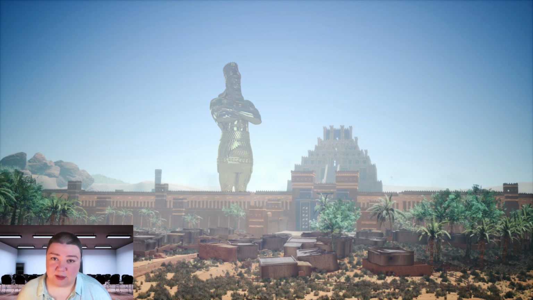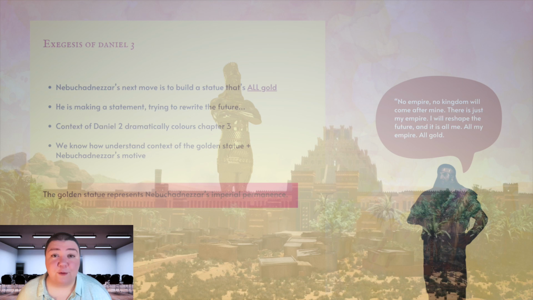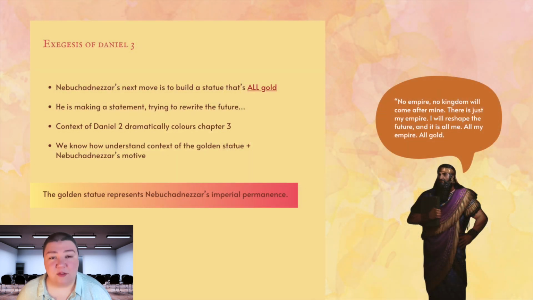Except, what is the key difference between the two? The statue that he has built in Daniel 3 is fully gold. All of it is gold, not just the head, not just a part, all of it. Nebuchadnezzar here is making a statement and trying to rewrite the future. It's him saying, no empire, no kingdom will come after mine. There is just my empire.